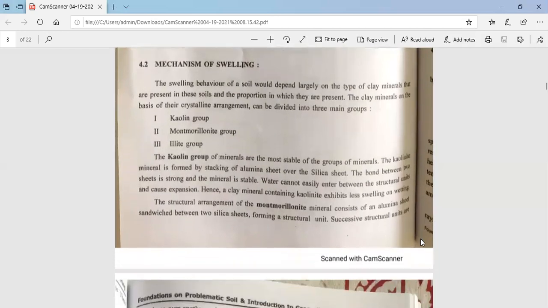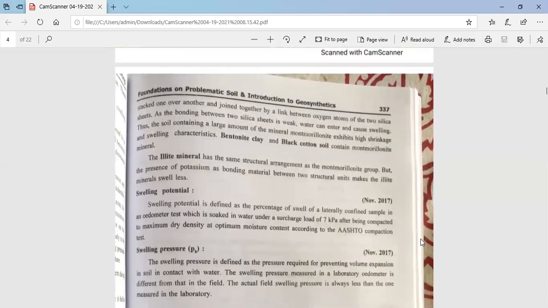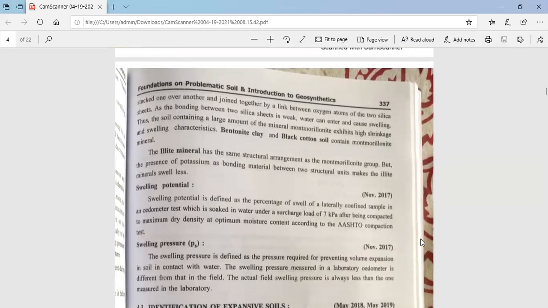Successive structural units are stacked one over another and joined together by a link between oxygen atoms and two silica sheets. As the bonding between two silica sheets is weak, water can enter and cause swelling. Thus the soil containing a large amount of this mineral exhibits high shrinkage and swelling characteristics. So bentonite clay and black cotton soil contain montmorillonite mineral, right? So the illite mineral has the same structural arrangement as this previous group, right?